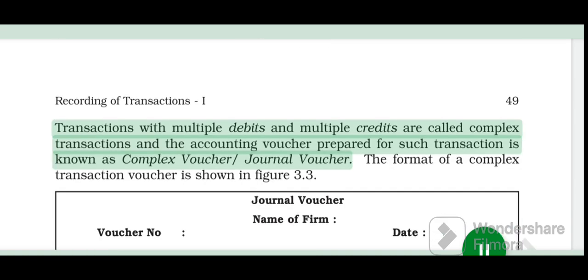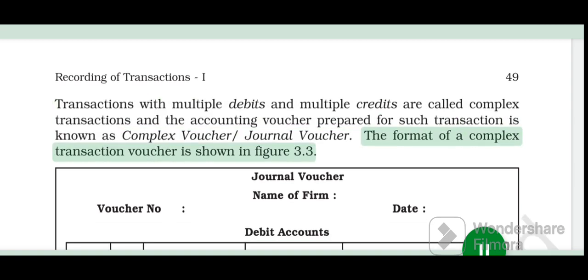Transactions with multiple debits and multiple credits are called complex transactions, and the accounting voucher prepared for such a transaction is known as complex voucher, or journal voucher. The format of a complex transaction voucher is shown in Figure 3.3.